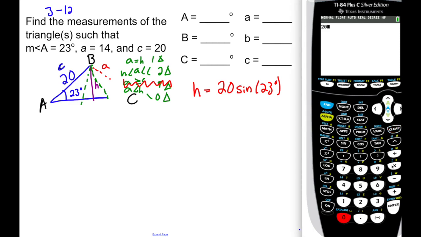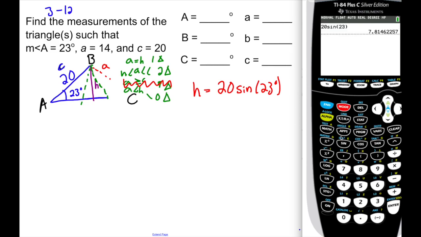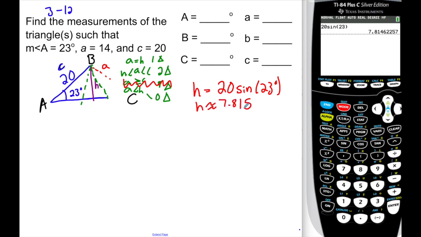Okay, now in this case, we're going to use our calculator, making sure we've set it to degree mode. So 7.81, I'm going to hit mode real brief. You can see it's set as degree, so I'll second mode to quit. So I have H is approximately 7.815. So A is not equal to H, right? 14 isn't equal to 7.8, but it's more than that and less than 20. So we're in a scenario with two triangles, okay? So what we have is this.